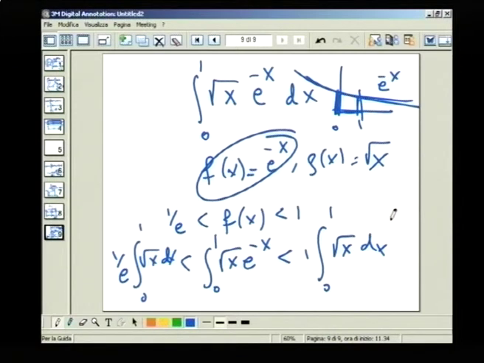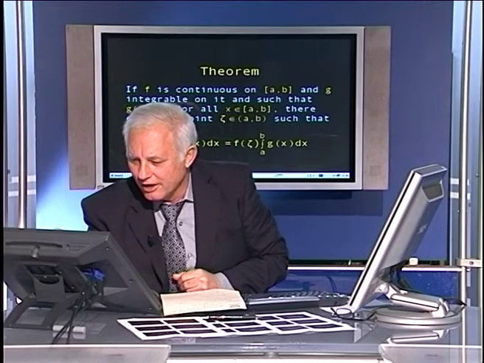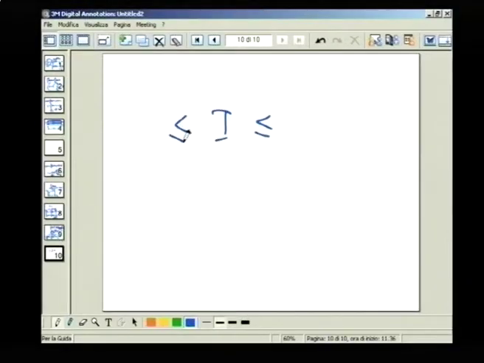And of course this one is easy because we saw it before. It's equal to 2 over 3, remember from our last lesson. So you end up with the integral located between 1 over e, times 2 over 3, which is 0.245, and it is less than 0.667.